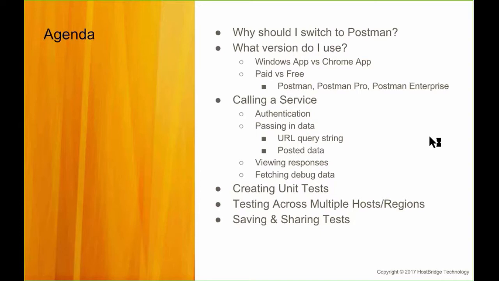I'm going to show you how to set up a service, call a service, how to do authentication, how to pass your data in, and get it back out. All of that's pretty straightforward in Postman, and if you've used Postman before, you probably already know how to do those things. But one of the things that we can do with the Service Test Tool, the web application, is that we can fetch that debug output and view that debug output with our calls. And I'm going to show you how to do that with Postman as well.